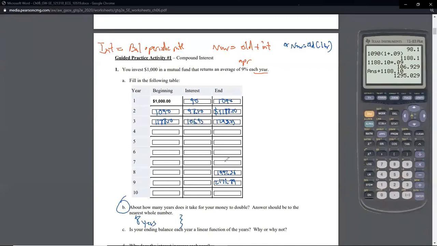So then they ask, is your ending balance each year a linear function of the years? Why or why not? If it was linear, that means that every year it would be going up the same amount. So every time we add 1 year here, okay, we added $90 here. So we would expect this to add 90 and then add 90 and then add 90, etc. Because we gained $90 in interest first.